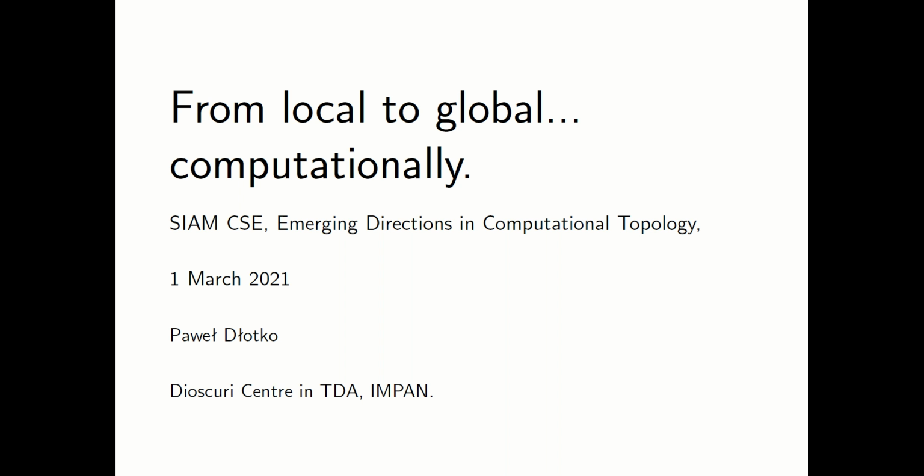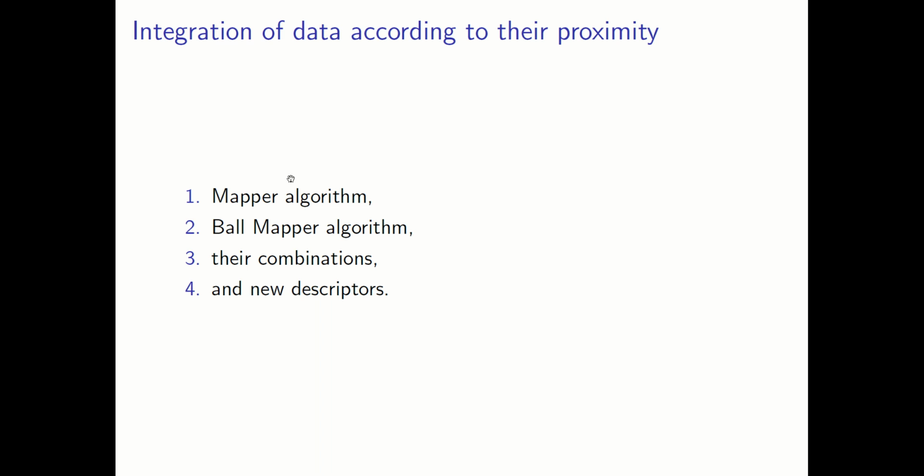And today I want to tell you about some new ideas of how to bring local information into global invariants. I want to thank the organizers very much for giving me the ability to talk here. Okay, so here's the schedule for today. We'll start with the classical mapper algorithm. Then we'll move to a ball mapper, motivated by certain possible problems with the mapper algorithm. We'll see how to combine them and how to use new coloring functions on top of them.